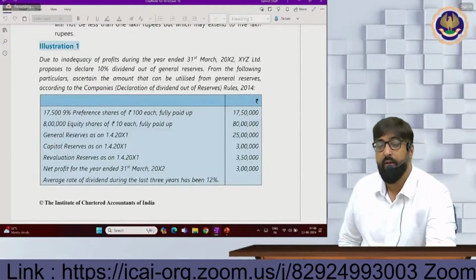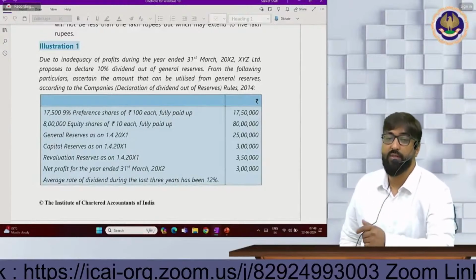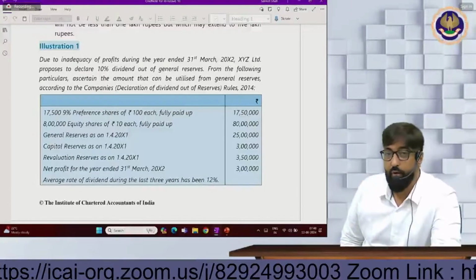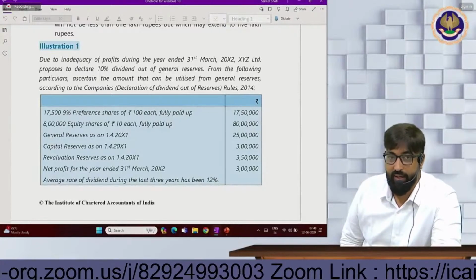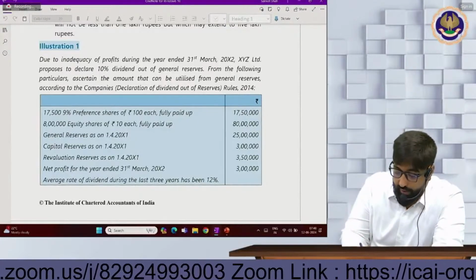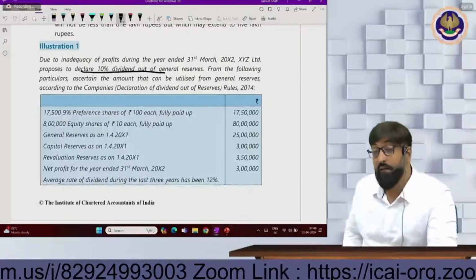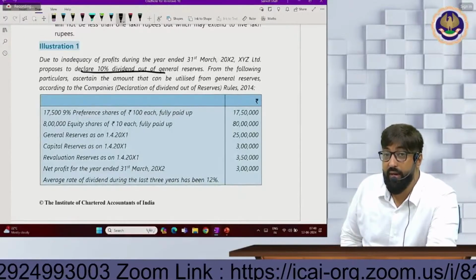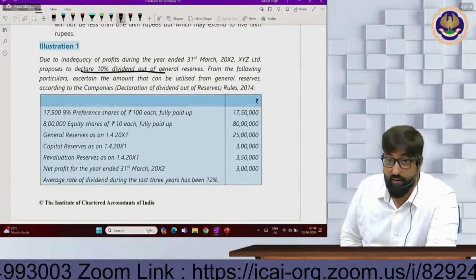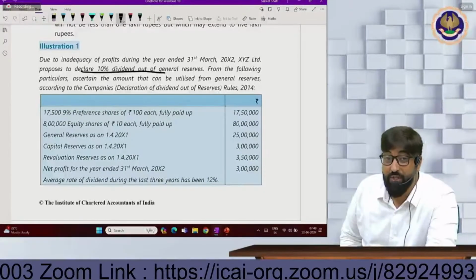Okay, so due to inadequacy of profits during the year ended 31st March 2002, XYZ Limited proposes to declare 10% dividend out of general reserve. So where they declare the dividend 10% out of the general reserve, and you do not have sufficient profits.